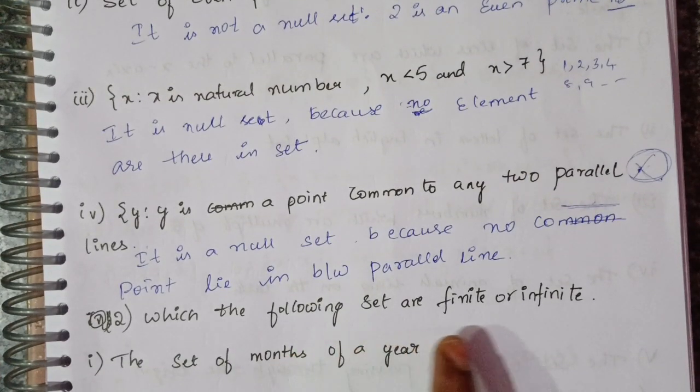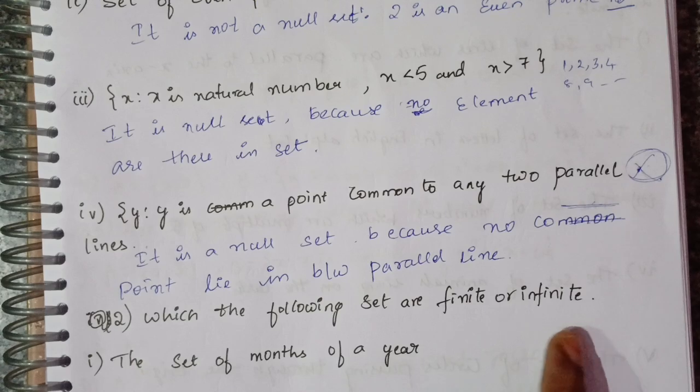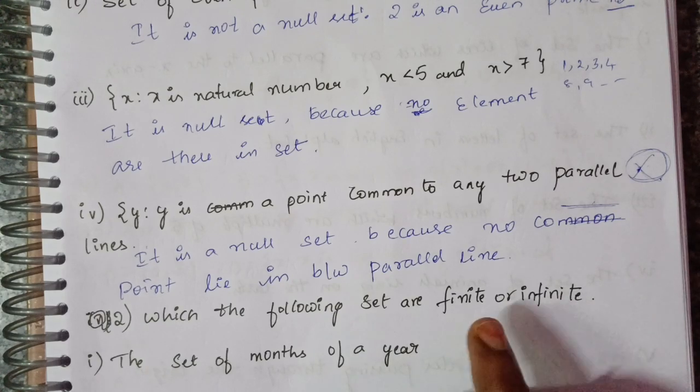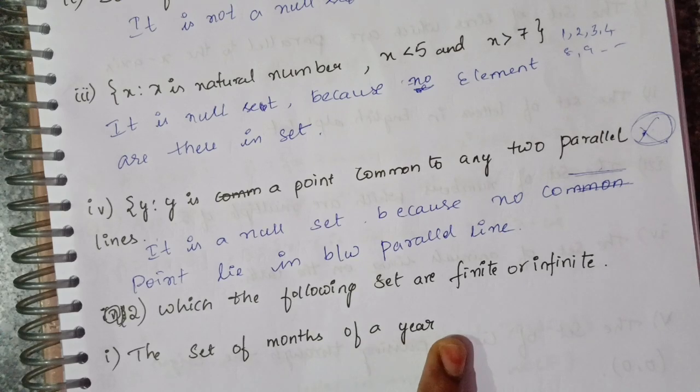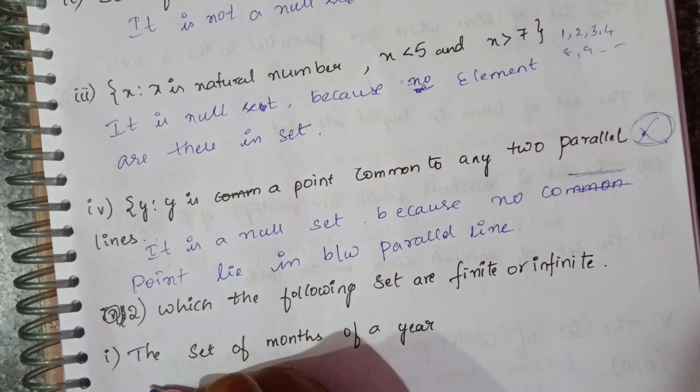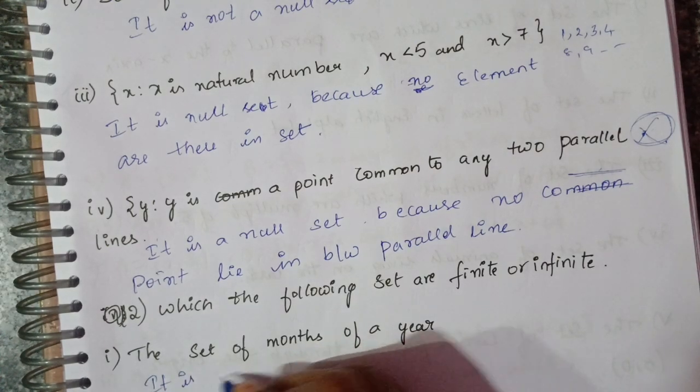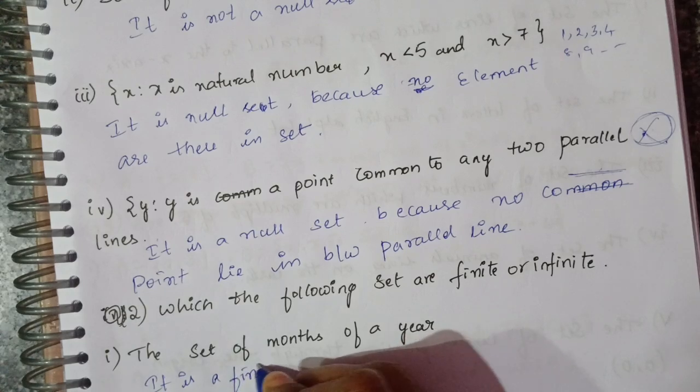Next question, which of the following sets are finite or infinite? Finite means countable, we can count. Infinite means uncountable, we can't count, and we call it an infinite set. Now, the set of months of a year. How many months are there? 12 months, we can count. So it is a finite set.